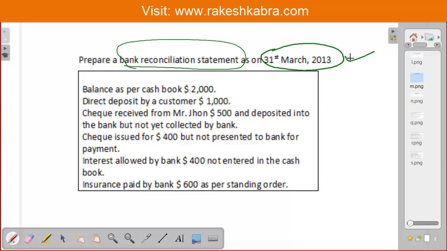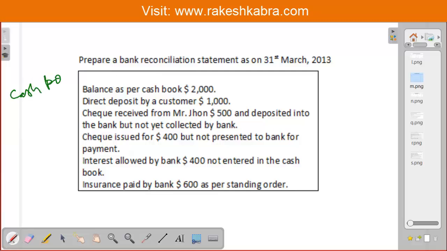On 31st March 2013. In bank reconciliation statement, what we do actually is take one book balance as a starting point. We will take either the cash book balance or the bank statement balance, isn't it? We will start a bank reconciliation statement with the balance either as per cash book or as per bank statement.